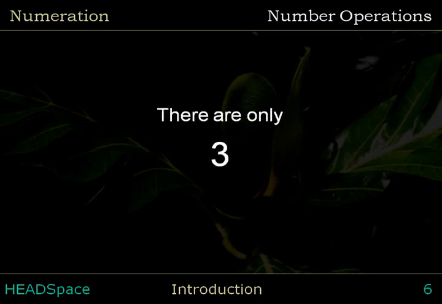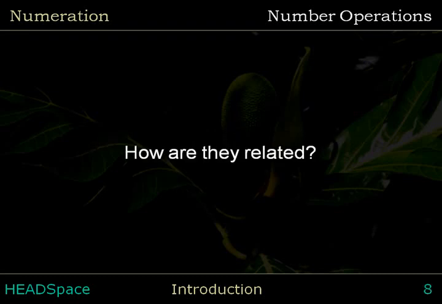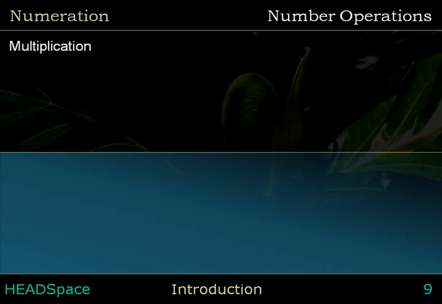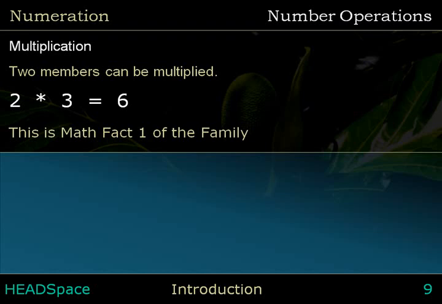There are only three numbers in each family. Here, the members of our fact family are 2, 3, 6. How are they related? Multiplication. Two members can be multiplied. 2 times 3 equals 6. This is math fact 1 of the family.